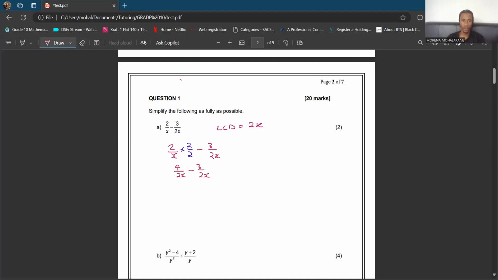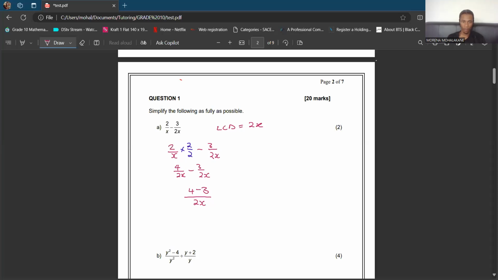So this is going to be 4, right? The denominator is going to be the same, which is 2x. So I have 4 minus 3. Now, 4 minus 3 is 1. So the answer is 1 over 2x.